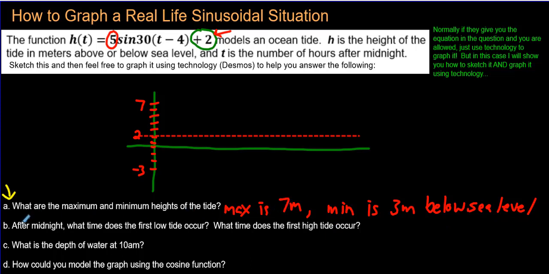Okay, the next questions though, we were able to answer this one, but we can't answer this one yet. After midnight, what time does the first low tide occur? What time does the first high tide occur? We can't really figure that out until we draw this thing out a little better. All right, so let's draw the next one. I'll use yellow. Okay, so the x-axis here.